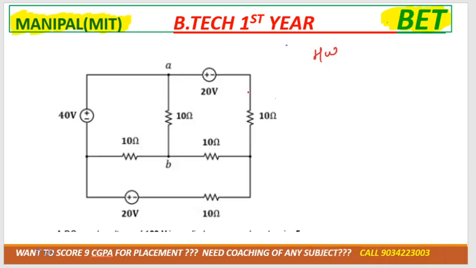This is your homework question. In this, RL is equal to 10 ohm and you need to calculate the current across A and B. Okay.